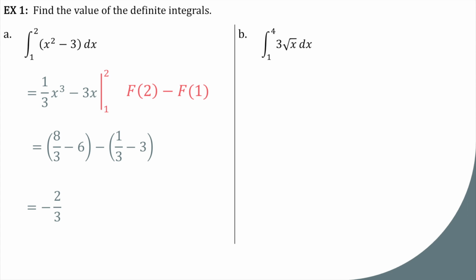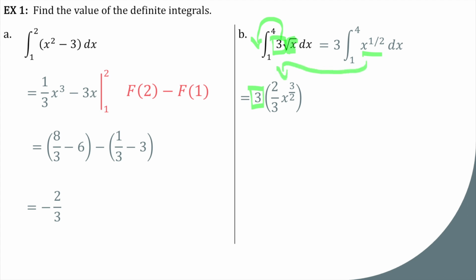Let's give this one a shot. First thing we're going to do is rewrite it a little bit. So this 3 is a constant. I can pull that forward, and then the square root of x I'll write as a fractional exponent. Now I can take the antiderivative of x to the 1/2, keeping the 3 on the outside. Okay, the antiderivative of x to the 1/2 is 2/3 x to the 3/2, and now we will evaluate that from 1 to 4.